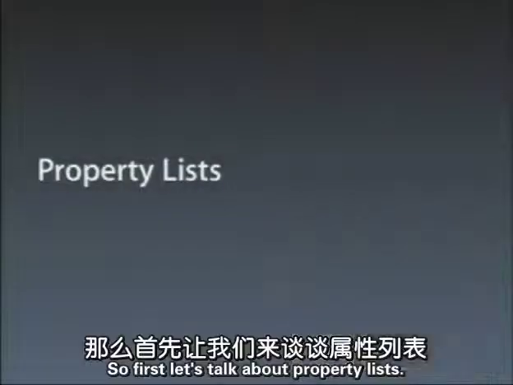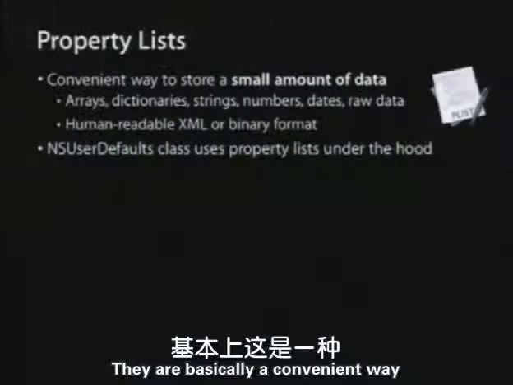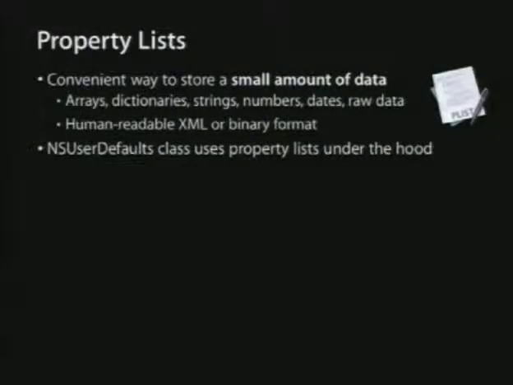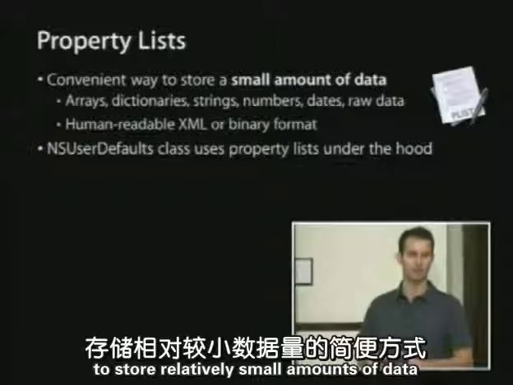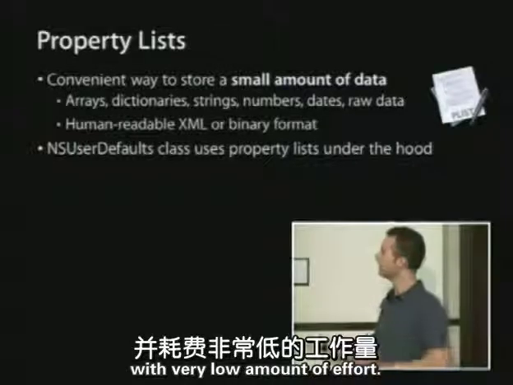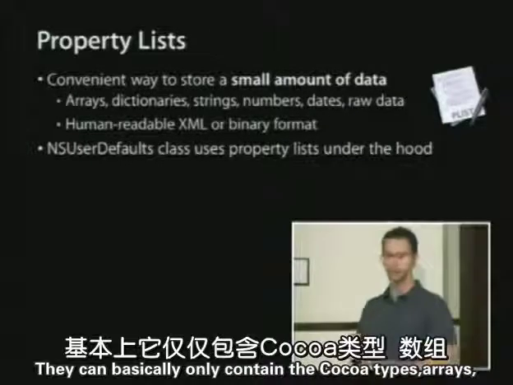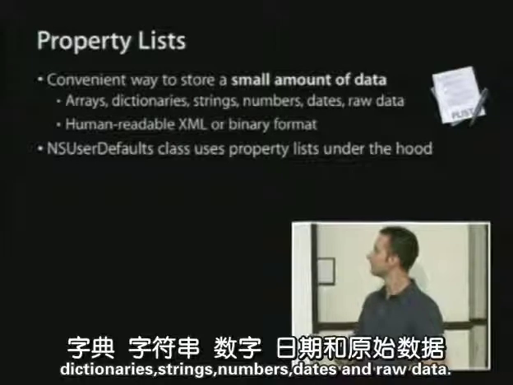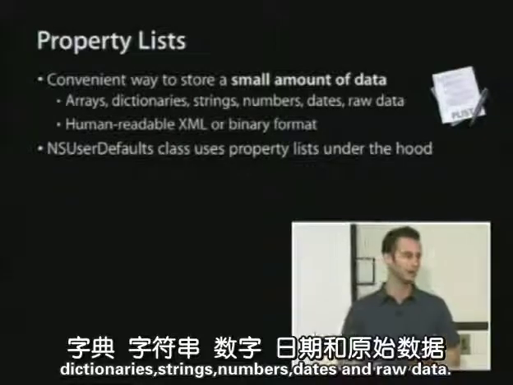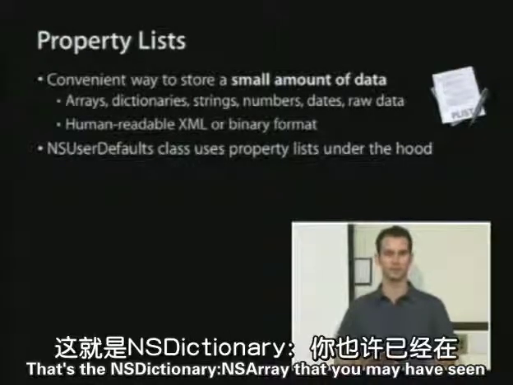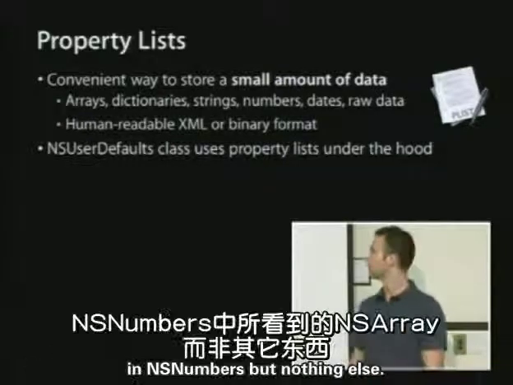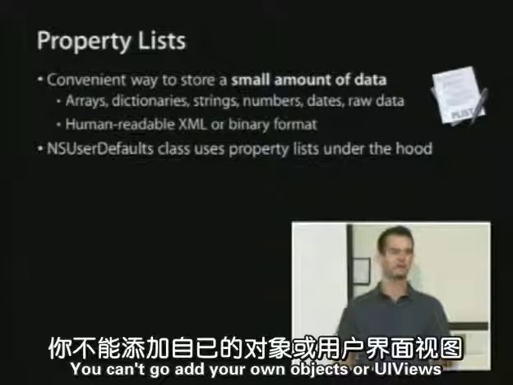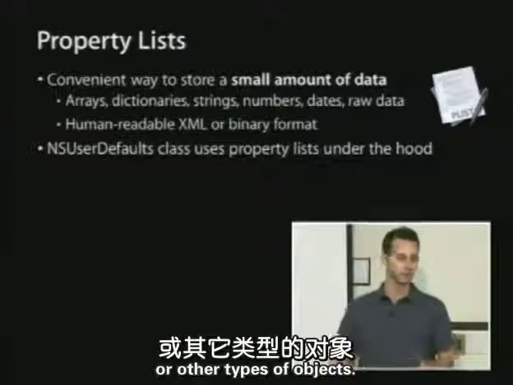So first, let's talk about property lists. They're basically a convenient way to store relatively small amounts of data with very low amount of effort. They can basically only contain the Cocoa types: arrays, dictionaries, strings, numbers, dates, and raw data. That's the NSDictionary, NSArray that you may have seen, and NSNumbers, but nothing else. You can't go add your own objects or UI views or other types of objects.